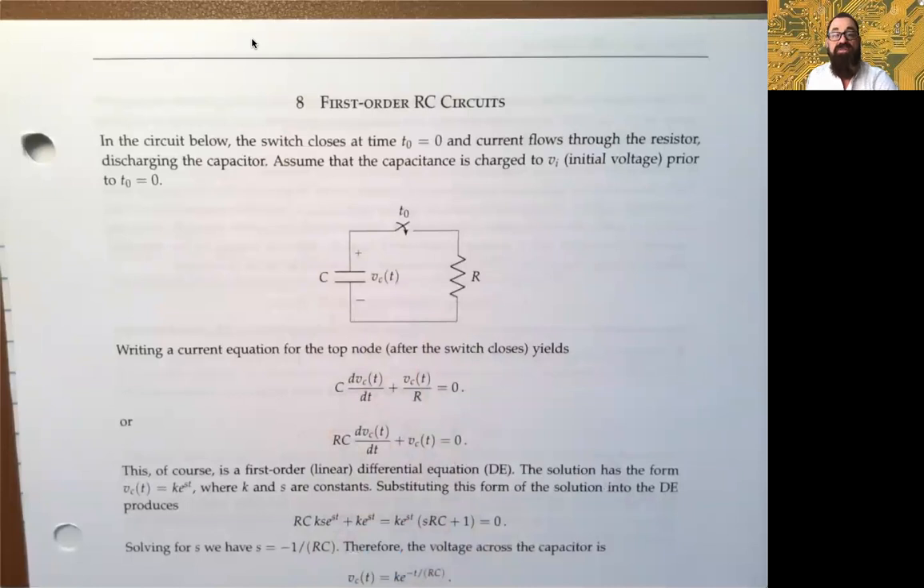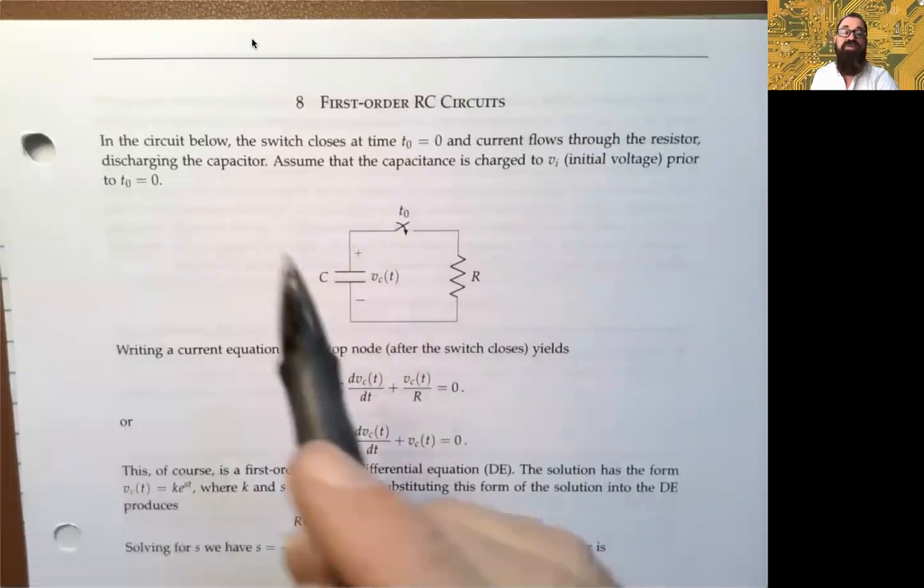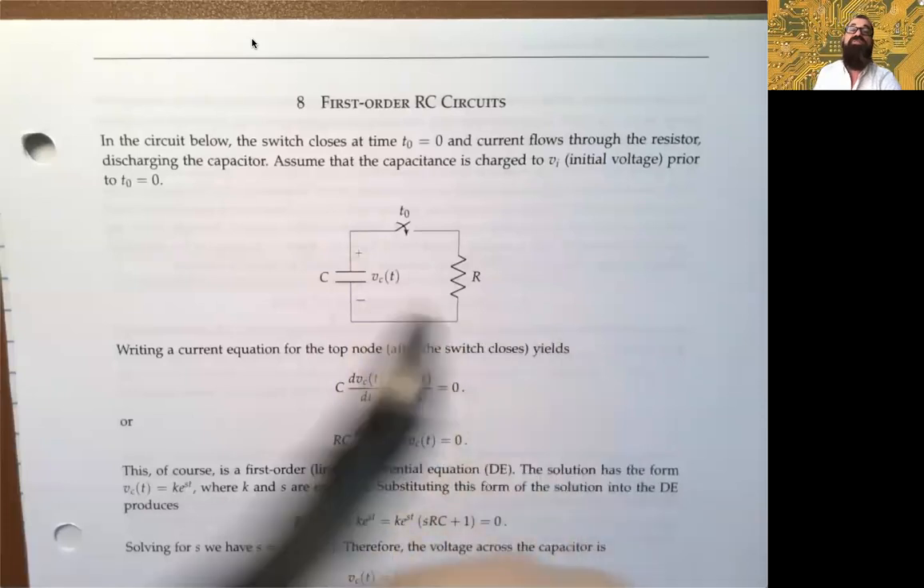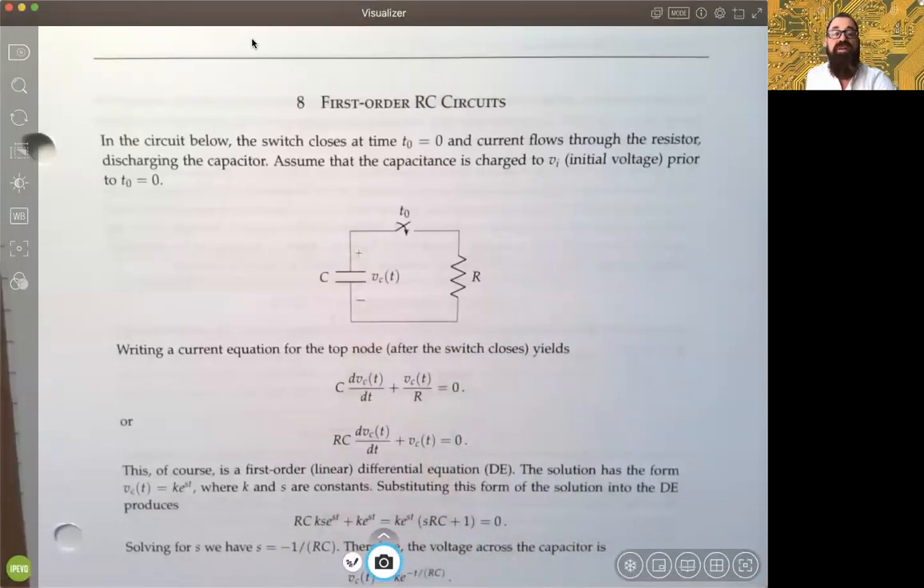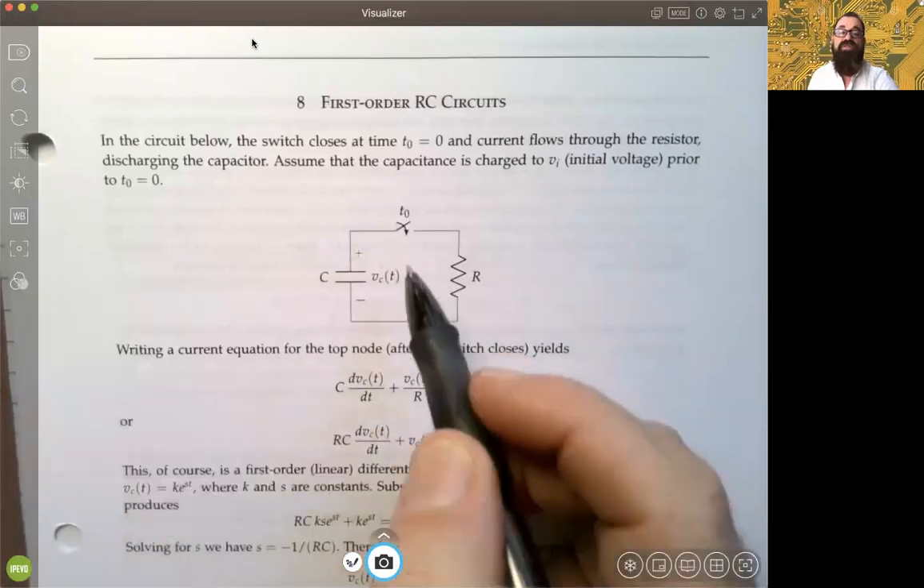Now, when the switch closes at time, let's say t0 equals 0, after time 0 we have these two elements in parallel, so the voltage across the capacitance will be the same voltage across the resistance, right? And we're going to assume that the capacitance is charged to an initial voltage V sub I prior to closing the switch. So if we were to write a current equation, or basically think of KCL at the top node, after that switch has been closed, then we can see the current flow.